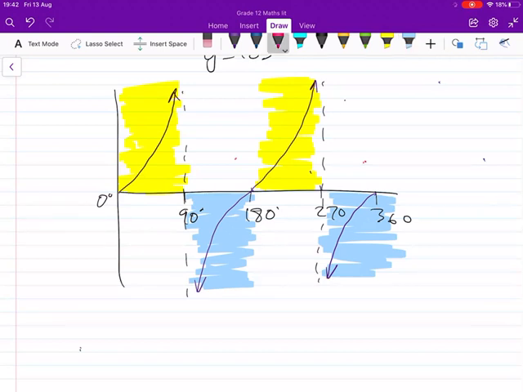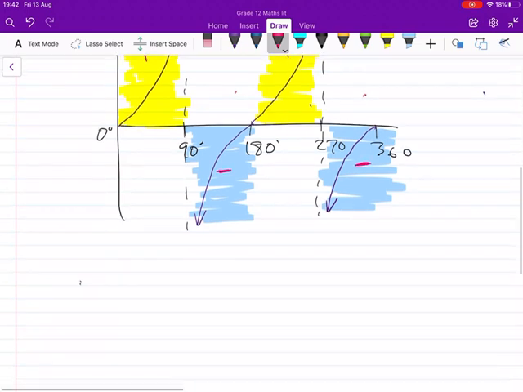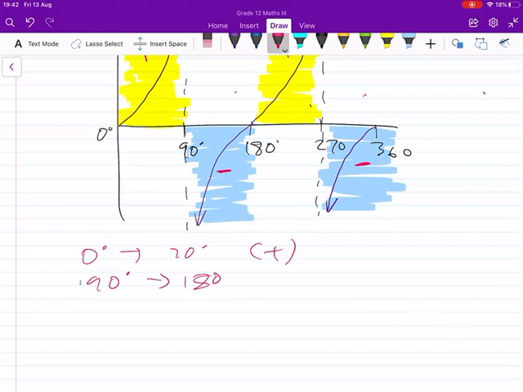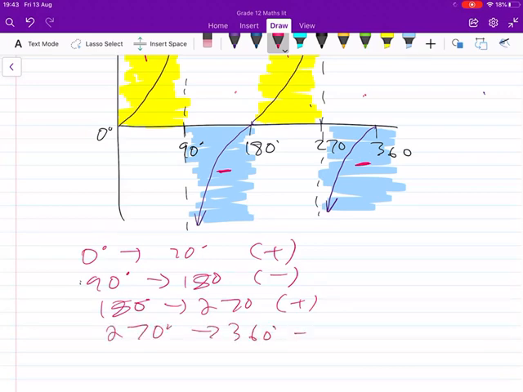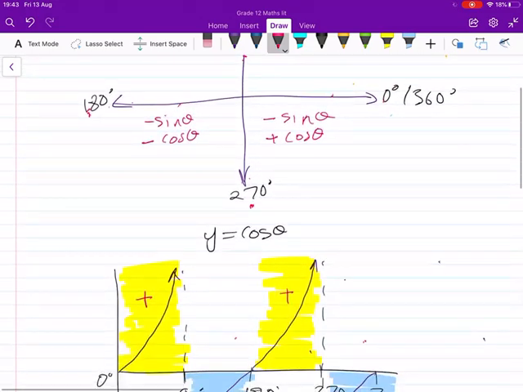So between 0 and 90, tan is positive. Between 90 and 180, tan is negative. Between 180 and 270, tan is positive. Between 270 and 360, tan is negative. Okay? Just going to write that in case you missed it. 0 to 90, we are having a positive answer. 90 to 180, negative. 180 to 270, positive. And 270 to 360, negative. All right, let us put that.